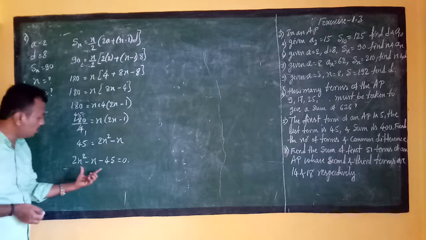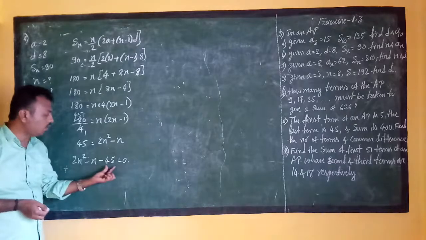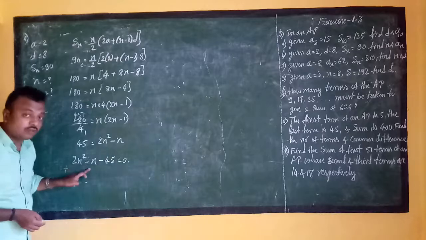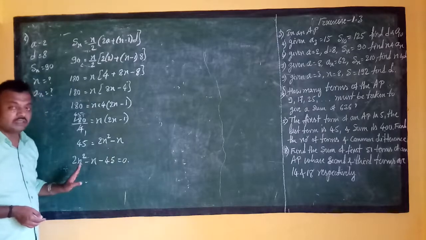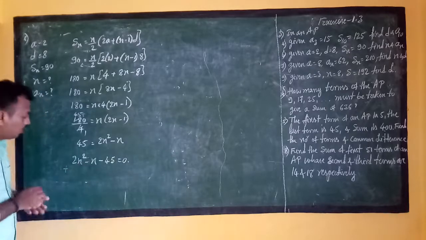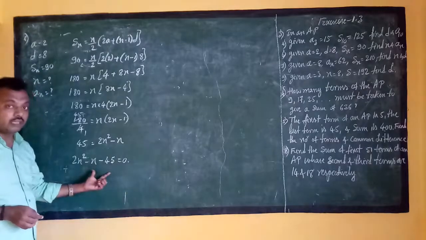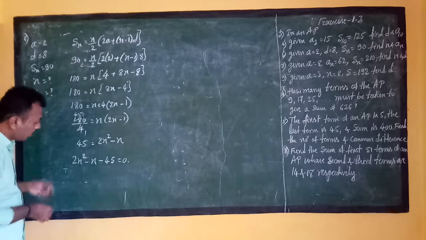Now this is 2n square minus n minus 45 is equal to 0. It is a quadratic equation. This equation we have to solve by the factorization method, by splitting the middle term. Do you know, in the last year classes we have learnt the factorization by splitting the middle term. So we have to solve that.